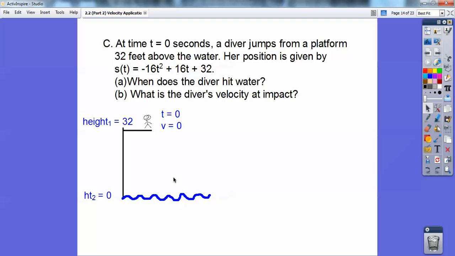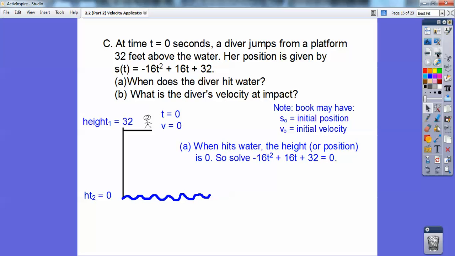Okay, so when she hits the water, I'm going to set this equation equal to 0 and solve for t. How long is it going to take her to hit the water? All right, and then in most books, S sub 0 just means your initial position, and V sub 0 equals your initial velocity. So my initial position right here would be S sub 0, and my initial velocity is V sub 0. Sorry, you guys, a little brain freeze there.